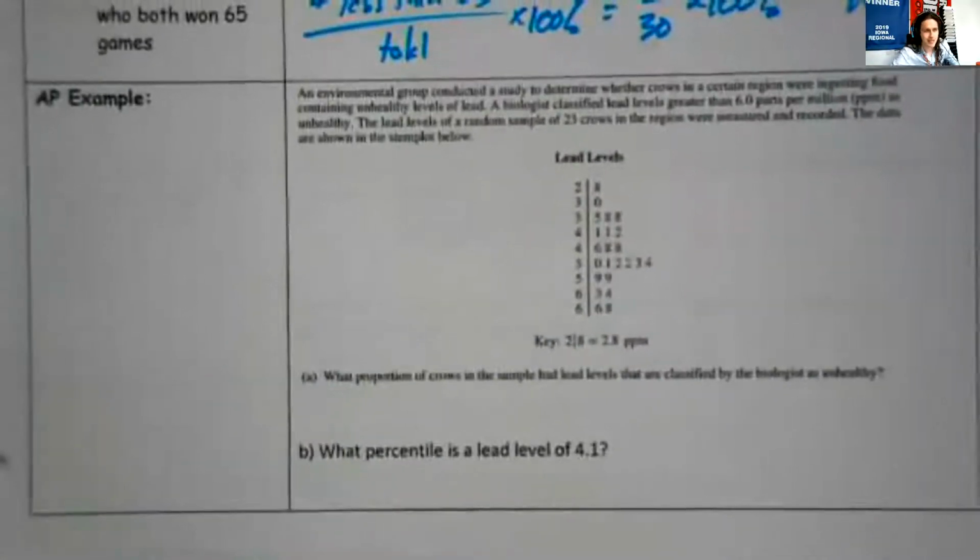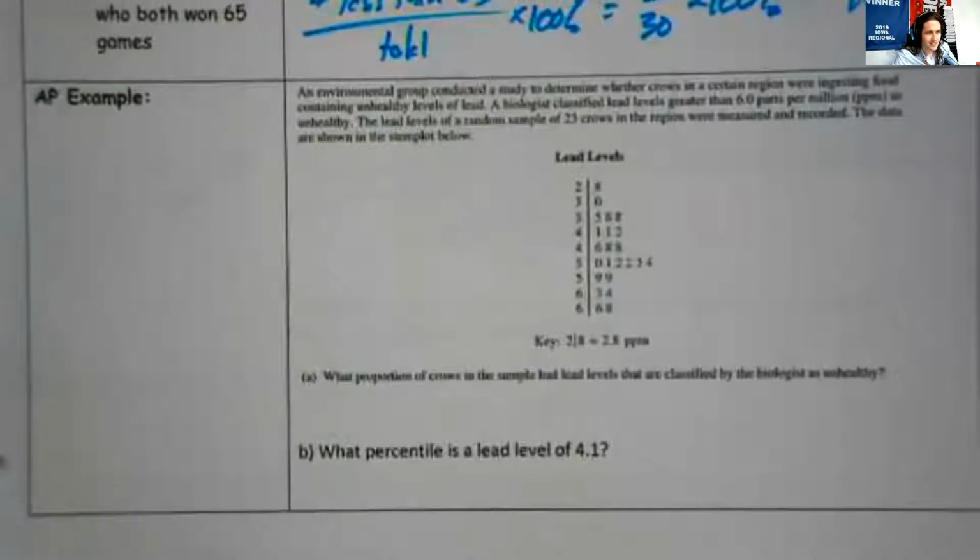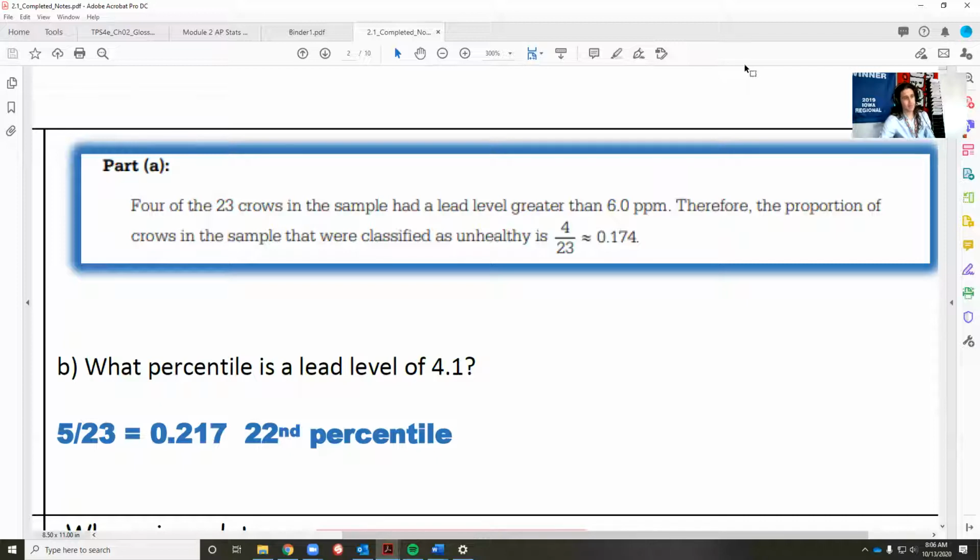Can I ask some questions about crows? Crows have been eating some lead. What are they eating? Probably eating lead shot or something. I don't know what these leads are doing. But take a look. Give yourself a moment to answer these questions about crows. Taking a look at the key, what does it say? 4 of the 23 crows had a lead level greater than 6.